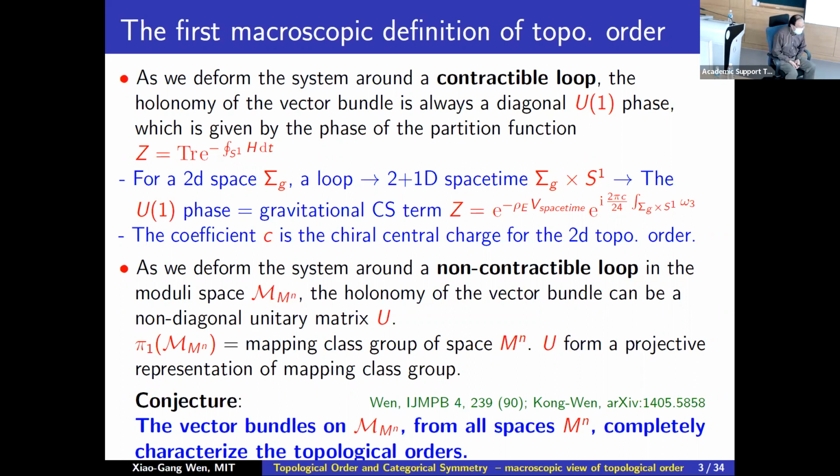So let me try to understand the second part, that the holonomy of the vector bundle can be. So let me suppose the G2 gauge theory on a torus, and consider two non-contractible loops, here and here. But this non-contractible loop is not non-contractible in space, it's a non-contractible loop in the moduli space. It's a deformation of the system, where this deformation forms a loop, but this deformation cannot shrink to no deformation. So it's a non-contractible loop on the moduli space.